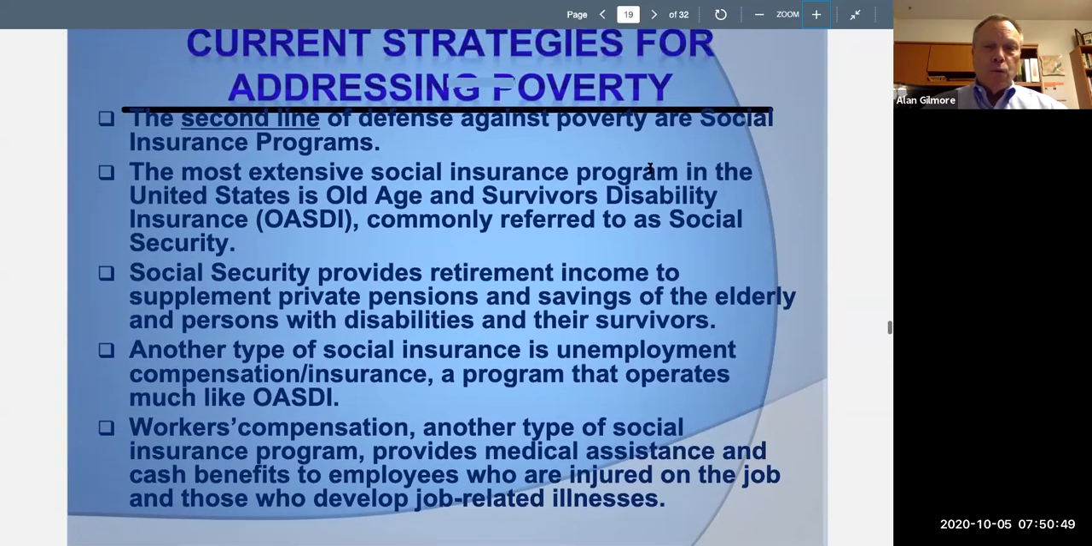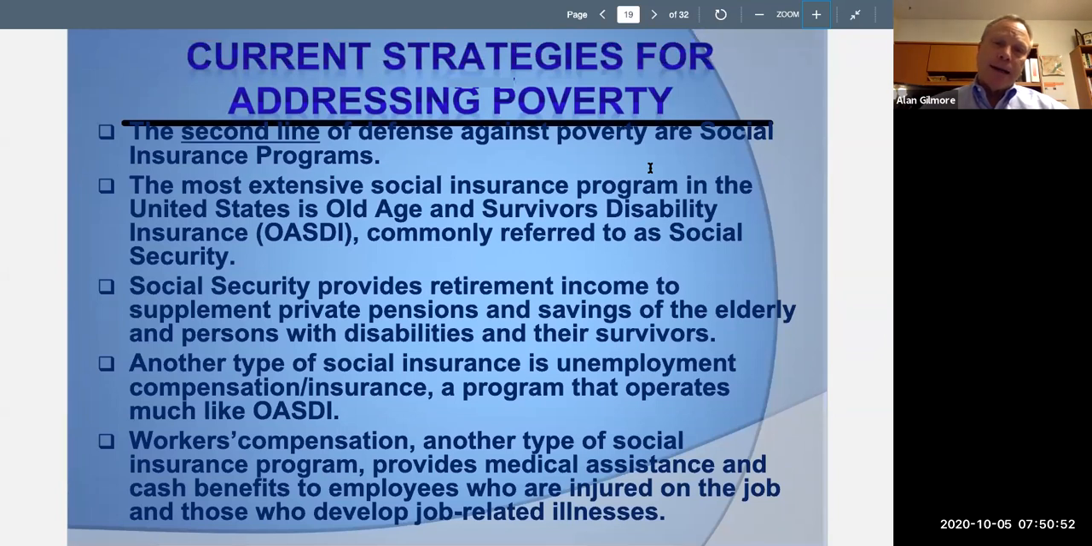So I think the really strong message that I want everybody to get here is that these types of programs, Social Security, unemployment insurance, workers' compensation insurance, are all insurance programs. You've bought these programs. You've paid into these programs. So this is not what we would typically think of as welfare. These are programs that you've invested in, and when the time comes and you need those funds, they should be coming back to you.